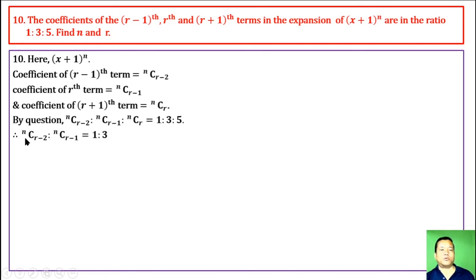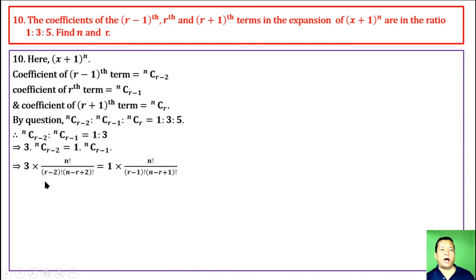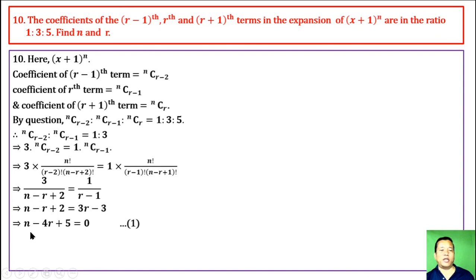Therefore, first two, nC(r minus 2) is to nC(r minus 1) equal to 1 is to 3. Product of extremes equal to product of means. We get nC(r minus 2) is n factorial by (r minus 2) factorial times (n minus r plus 2) factorial. Again, for this write 1 into n factorial divided by (r minus 1) factorial into (n minus r plus 1) factorial. Cancelling common factors, we get this, and cross multiply and transfer, we get an equation involving n and r, which is equation 1.